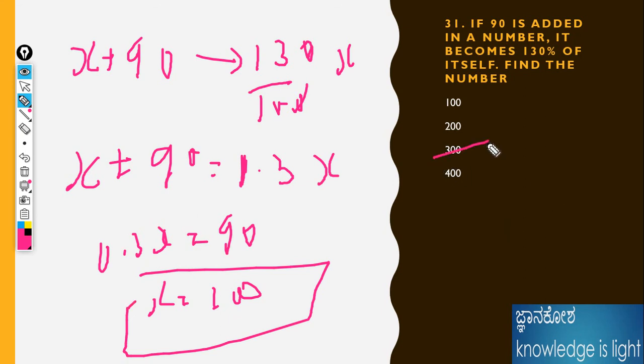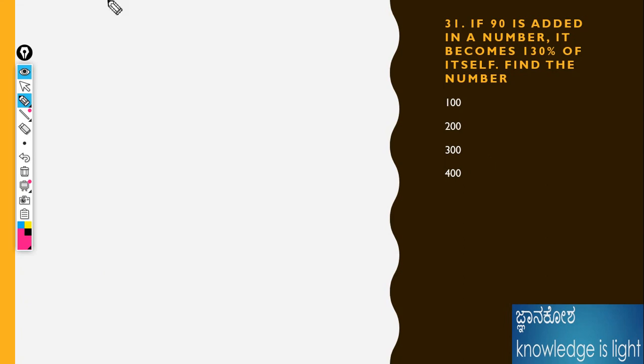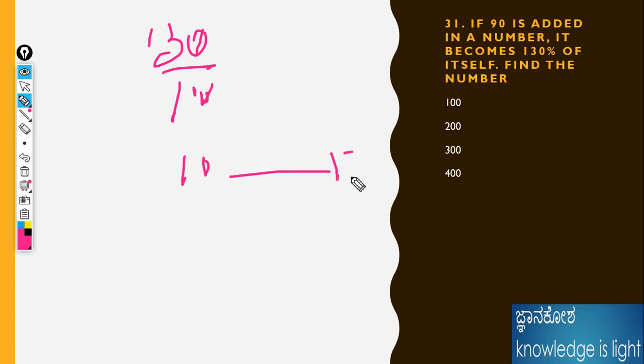This is the one method, the initial and final method, which is already shown. What is 130%? 130% is 130 by 100. What is the initial value? 10, and the final value 13. The difference between these units is 3 units, which is equal to 90.